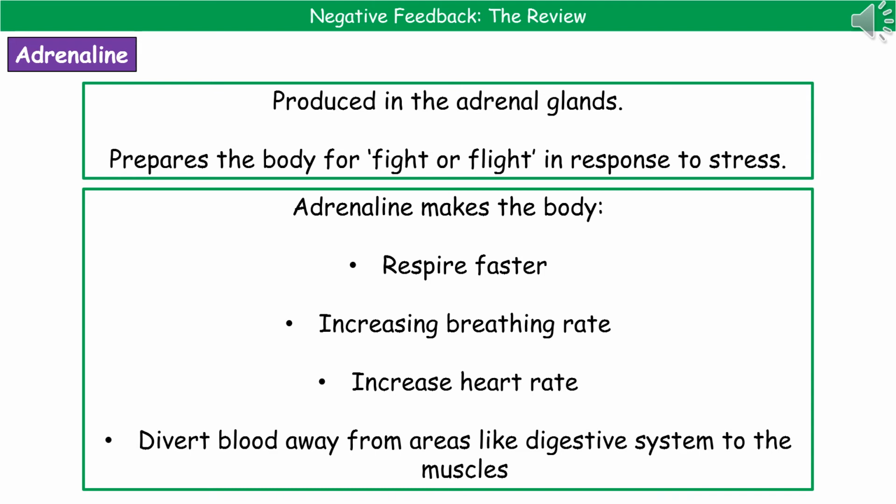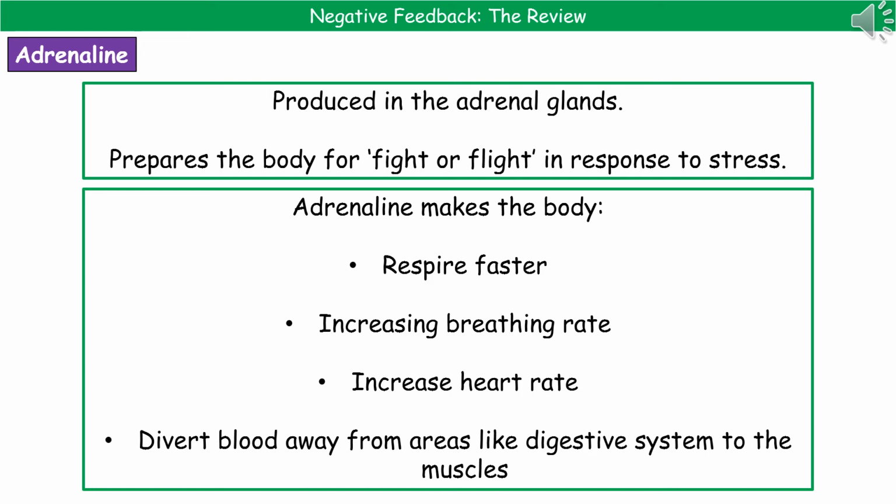As a result of adrenaline being present in your body, your cells are respiring faster, you've got an increased breathing rate and increased heart rate, but in addition to that, your body's also diverting blood away from things like your digestive system and sending that blood to your muscles, so they're getting a greater amount of oxygen and glucose just in case you have to make a quick dash for it.